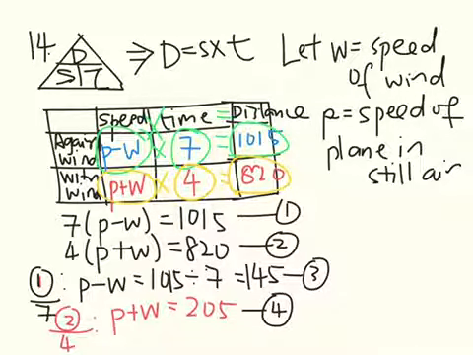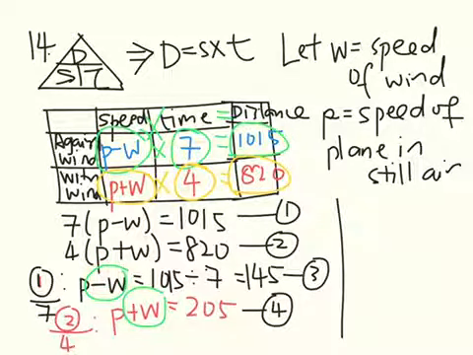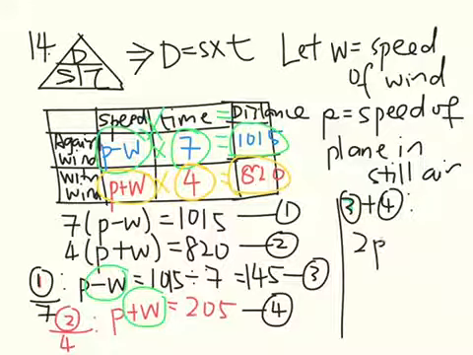Using your knowledge of systems, how can we solve these two equations? You can pause the video and think about it. Okay, good. In this case, I would like to use the elimination method. I see that W has the same coefficient but opposite signs, so I'm going to add the two equations together. 3 plus 4 is going to give you 2P equals 145 plus 205.